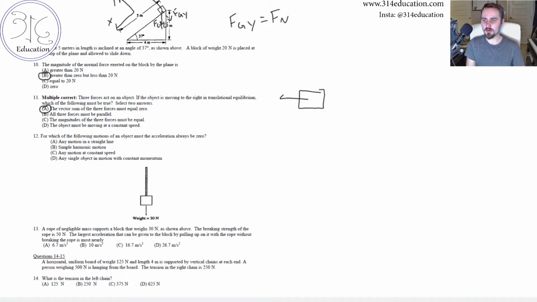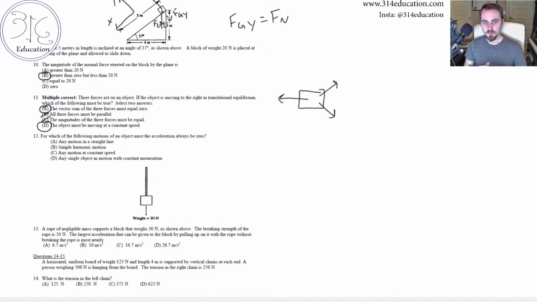I could have one big one going this way, and then I could have 2 off at angles, like this. So their x components cancel out, their y components cancel out. We reach translational equilibrium, but we're still in motion. So B does not need to be true. C definitely does not need to be true, especially because we got 3. It's actually very unlikely that these would all be the same magnitude. But we do know that the acceleration must be 0. And so if we are moving to the right, we can't be accelerating. So that means we must have a constant speed. So A and D are our 2 choices that we would like there.